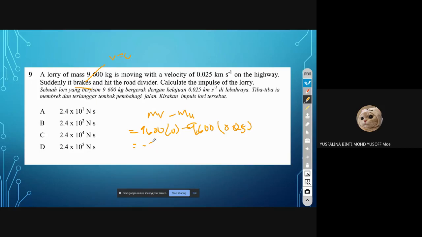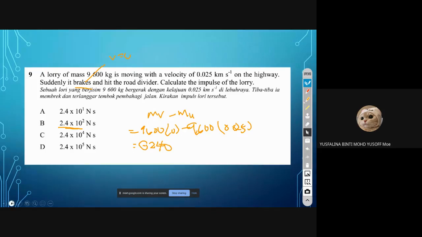So negative 240. You change to the standard form, so you get 2.4 times 10 to the power of 2. The negative sign actually just shows the direction. It's not the value. The negative is just to say the direction only. Okay, the next one.